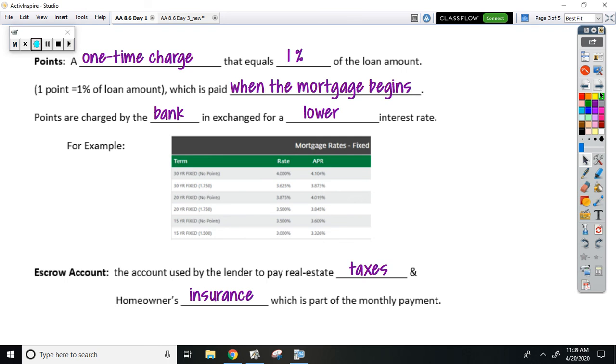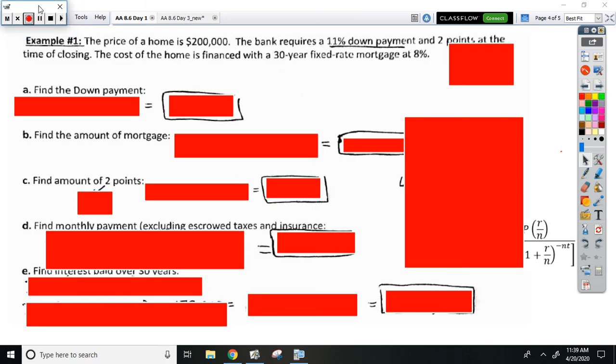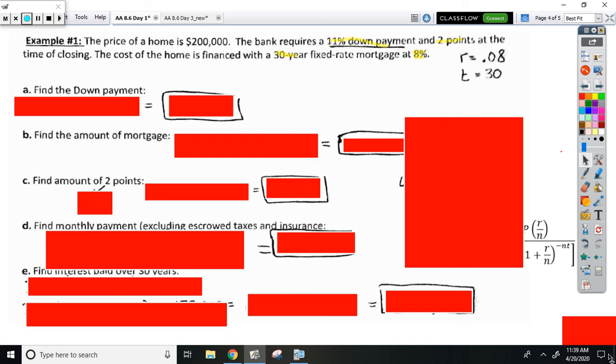So today we're going to be given a scenario about the price of a home and some different percentages. So we'll see our percent of a down payment, how much points we're being charged, and the total amount of time we're doing this, 30 years, and our interest rate, which is a fixed rate mortgage at 8%. So our interest rate is 0.08, our time is 30.